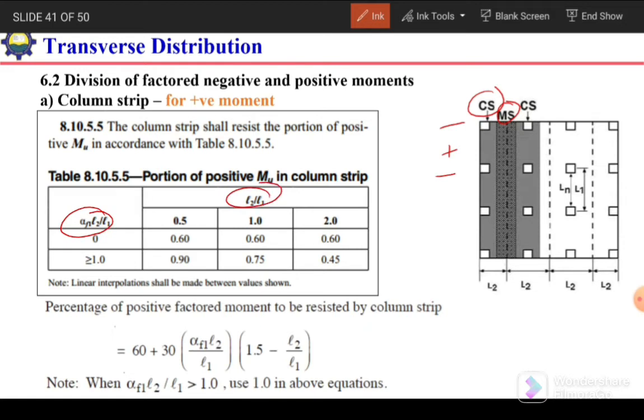So for example, again if there is no edge beam or no beam in between the columns and the aspect ratio of the panel is 1. So in that case 60% of the moment will be resisted by the column strip, this one, and the remaining will be resisted by the middle strip. And if the aspect ratio is 0.5, in that case again 60% will be resisted by the column strip and the remaining will be resisted by the middle strip. 60% of this positive moment.